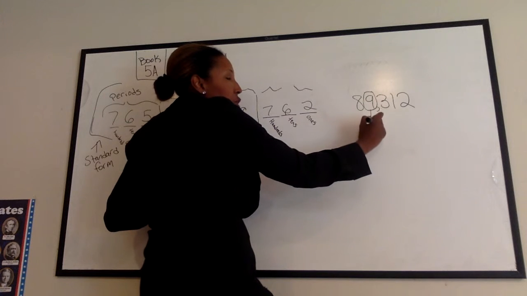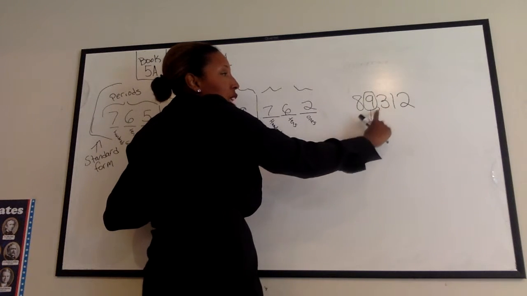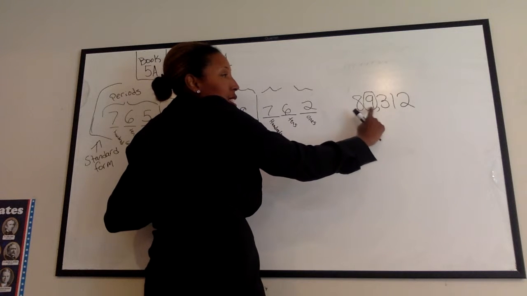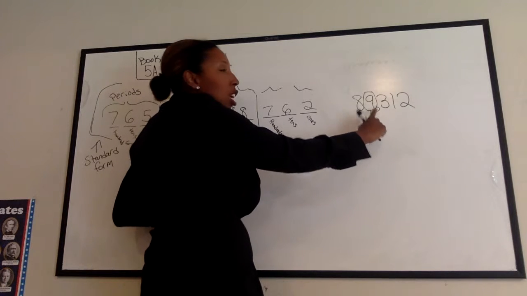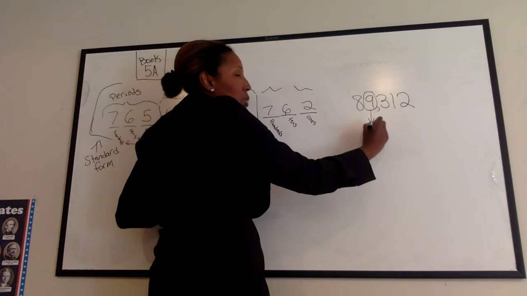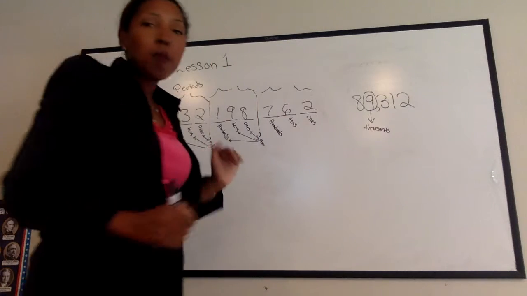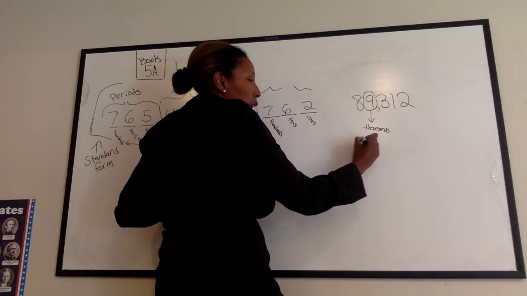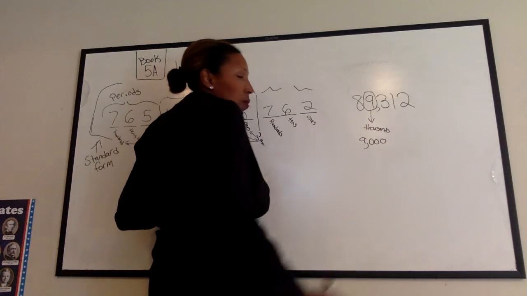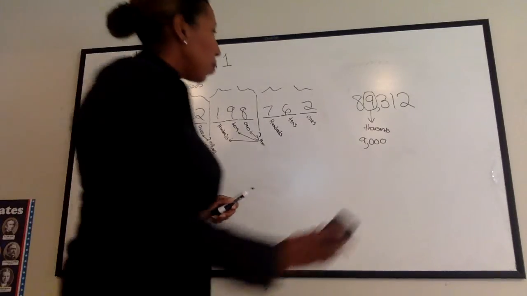9, then you go, well, I know this is ones, tens, hundreds. This comma means thousands. So it's going to be the thousand spot. Now, if they say, how much is that 9 worth? You're going to say it's worth 9,000. Okay?